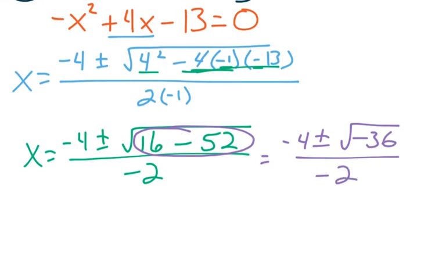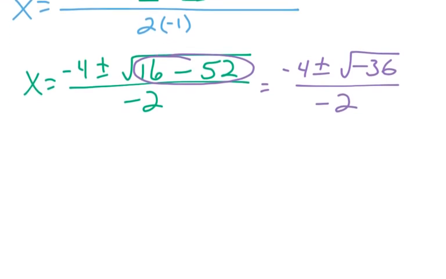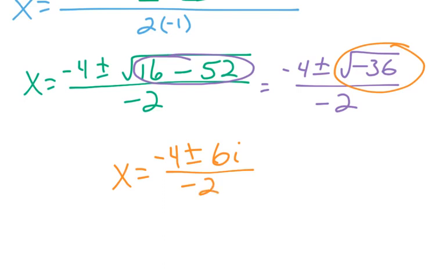Okay, so now we can keep going, because 36, while it's negative, it is a nice number because it's a perfect square and it's negative. We know how to handle negatives underneath the square root. That was section 3.2, that was imaginary numbers. The square root of 36 is 6. And then to handle the negative, we put an i out front. So x is equal to negative 4 plus or minus, this is now 6i, all over negative 2.